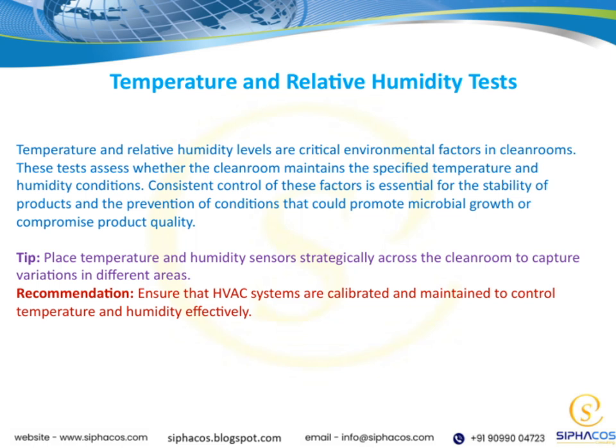A good tip is to place temperature and humidity sensors strategically across the cleanroom. This way, you can capture any variations that might occur in different areas, giving you a more accurate picture of the environment. Additionally, it's important to ensure that HVAC systems are properly calibrated and maintained. Effective control of temperature and humidity depends on well-maintained systems, which help keep conditions within the specified limits. Overall, regular testing and careful monitoring of these factors help maintain a stable, controlled environment, crucial for quality and compliance in cleanroom operations.